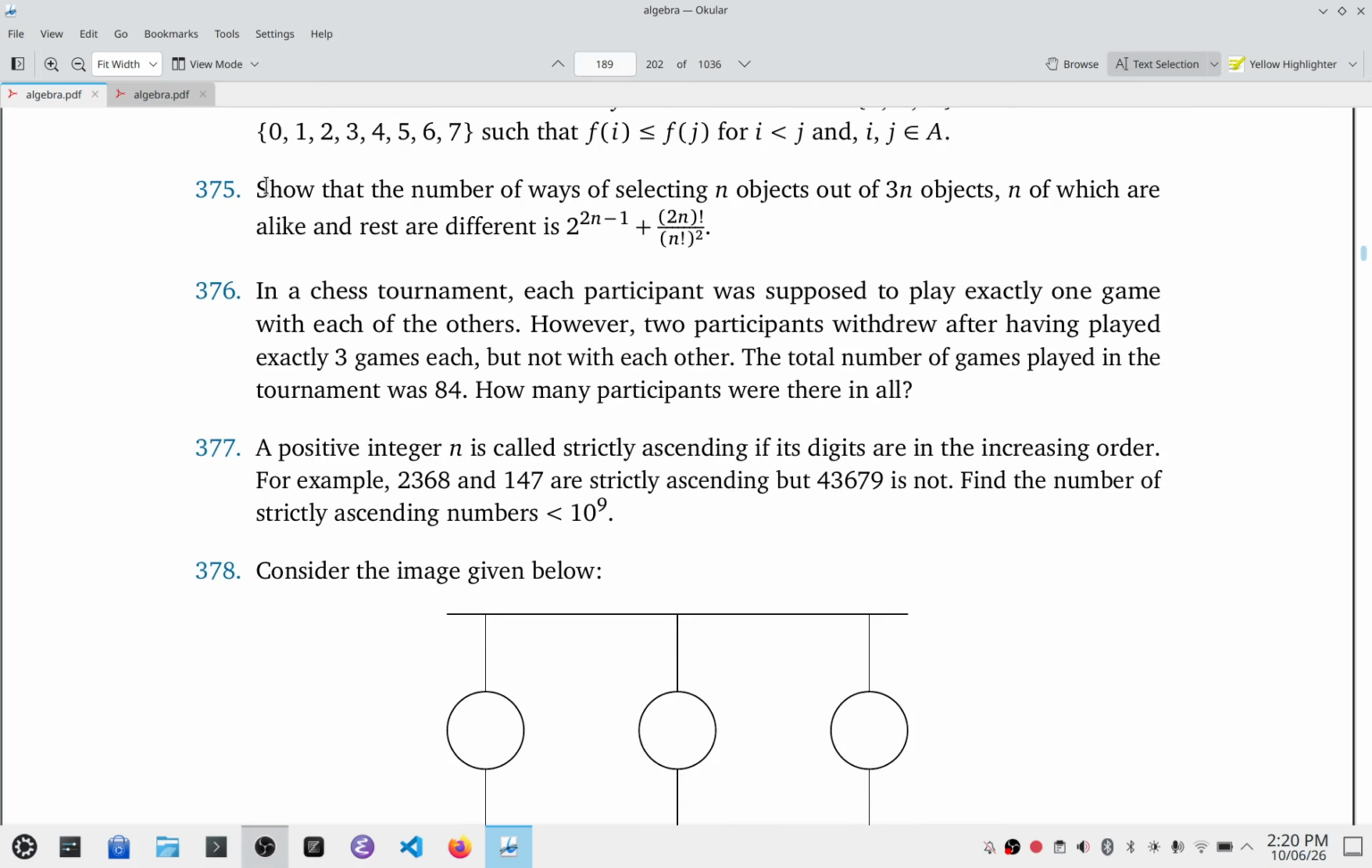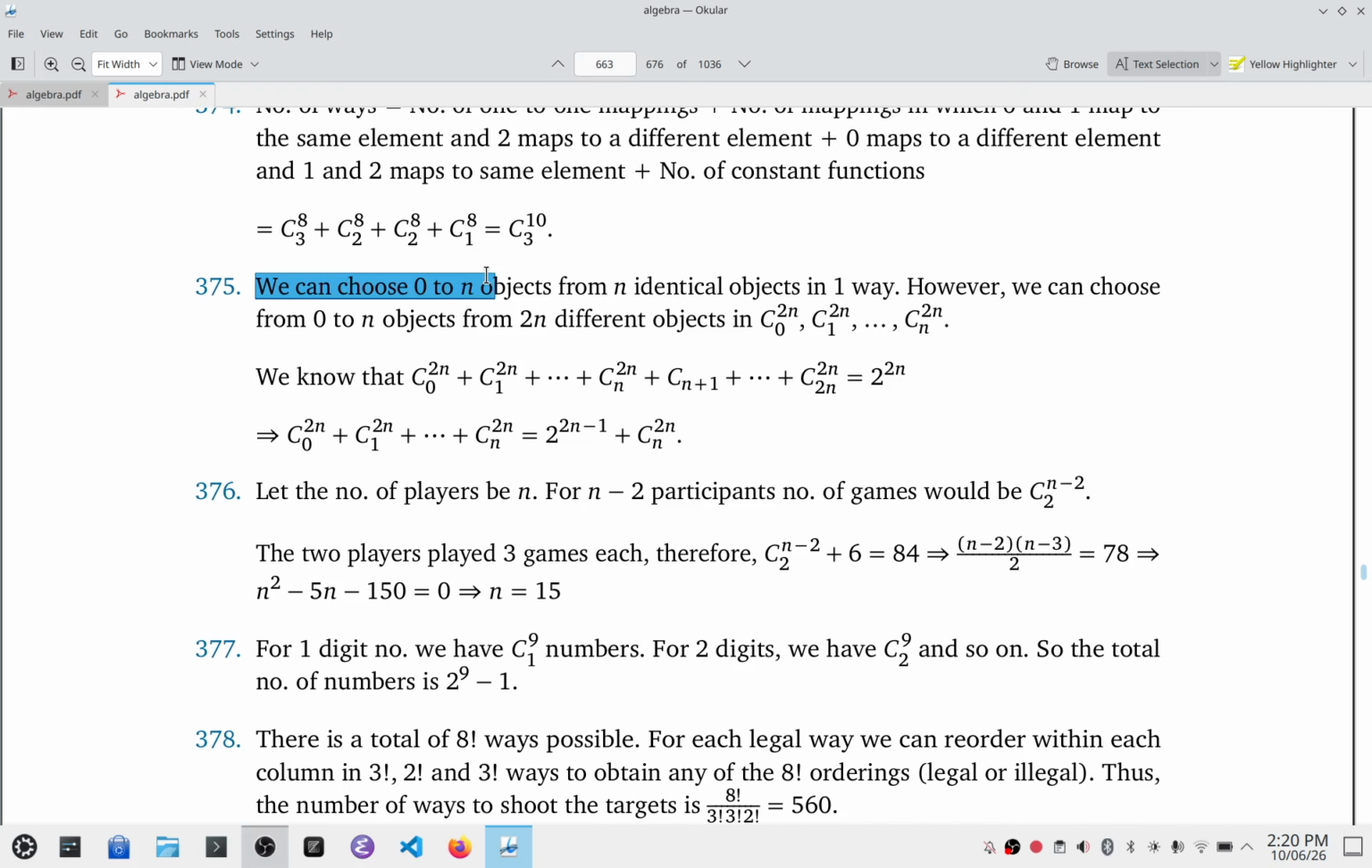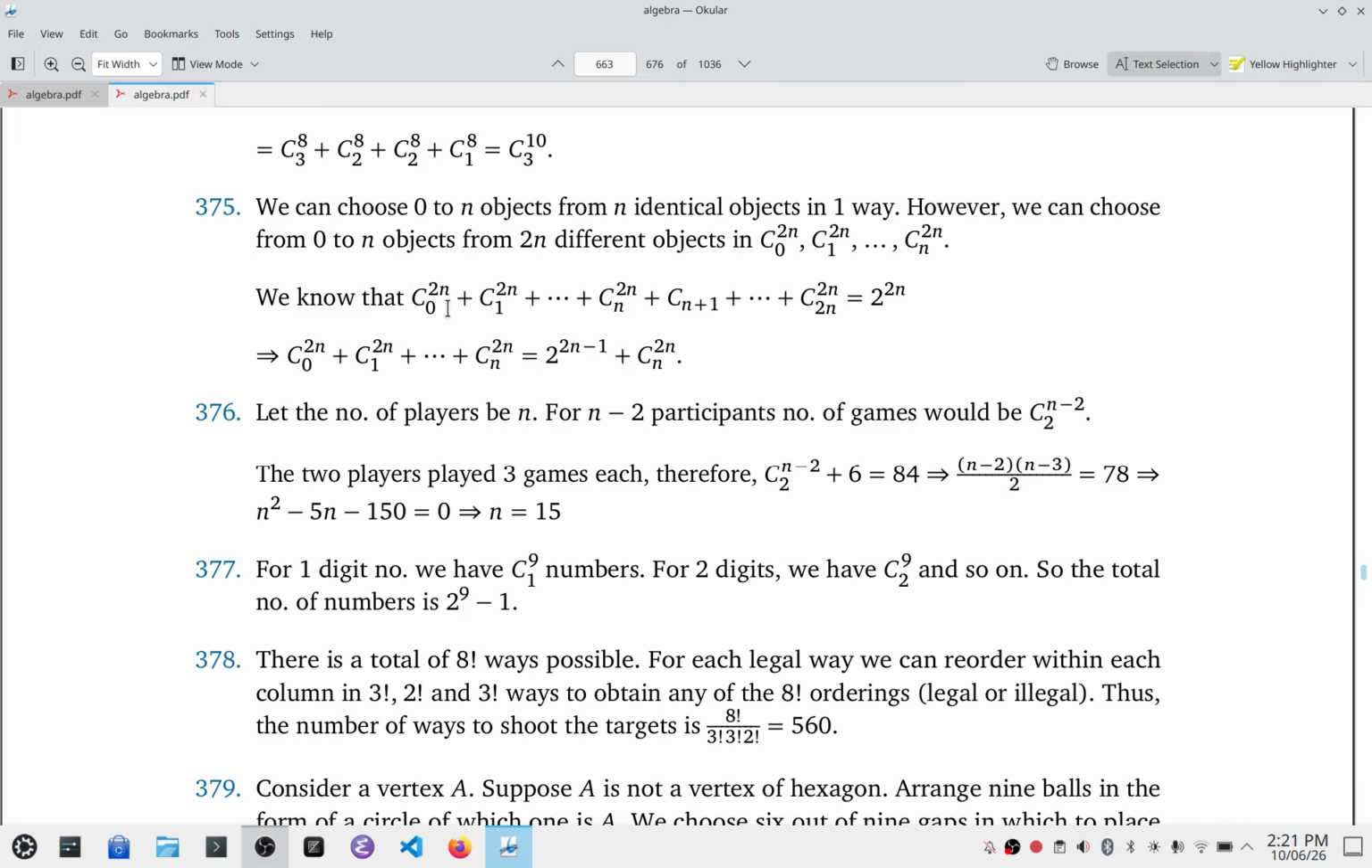Question 375 says: show that the number of ways of selecting n objects out of 3n objects, n of which are alike and the rest are different, is 2^(2n-1) + (2n)!/(n!)^2. So we can choose 0 to n objects from n identical objects in one way. However, we can choose 0 to n objects from 2n different objects in 2nC0, 2nC1, up to 2nCn ways. Now we know from the binomial theorem that this relation exists. If you are not studying the binomial theorem, again you can skip or just take it at face value.